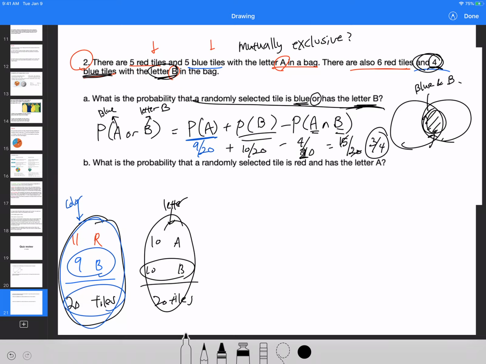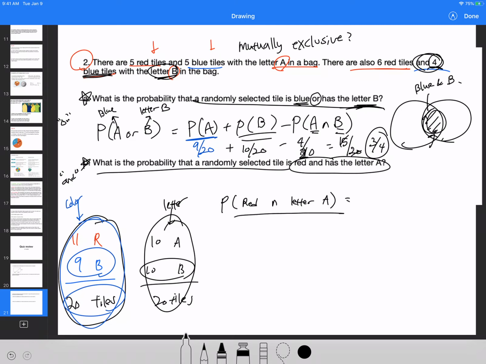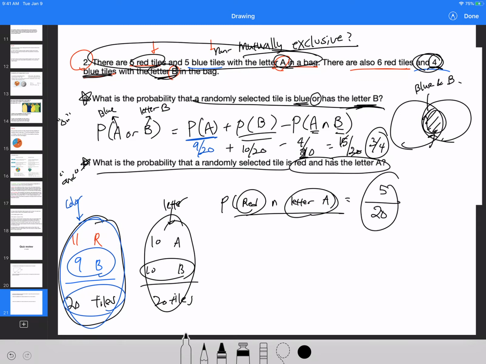Okay? Now, part A was the OR situation. Part B was the AND situation. What is the probability that a randomly selected tile is red and has the letter A? Well, that is the probability of red and letter A. So you want both of them to be happening at the same time. Remember, this is a non-mutually exclusive event, which means there's going to be some overlap. When we're talking about red and letter A, we're talking about really the first sentence right there. How many red tiles are also letter A? Well, that's 5. And out of the total number of cards, which is 20, reduced it's 1/4.